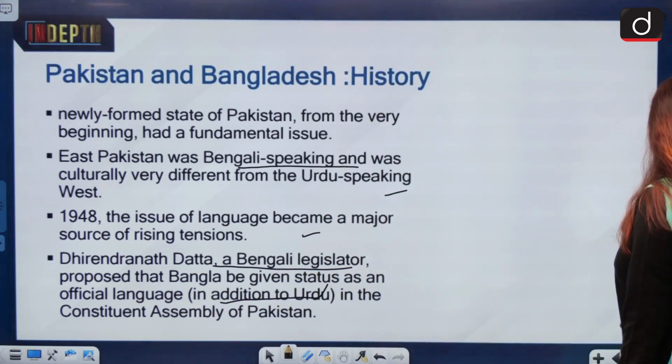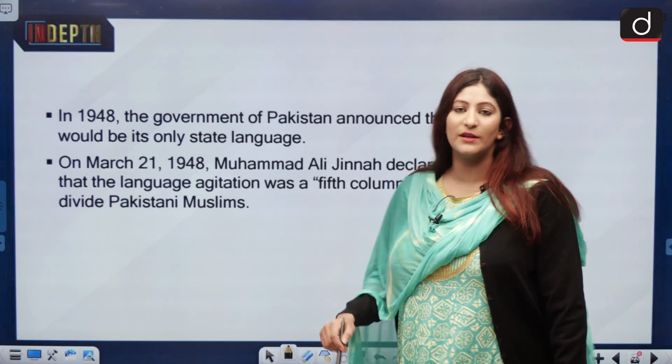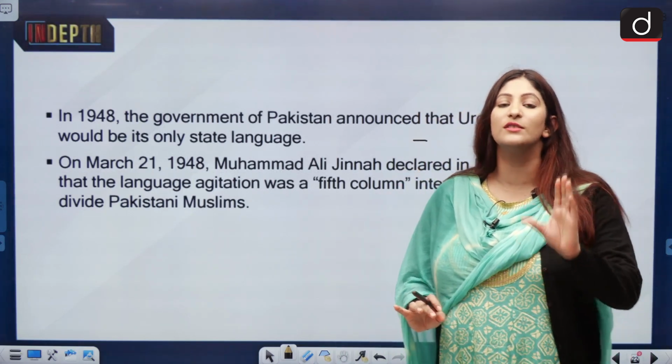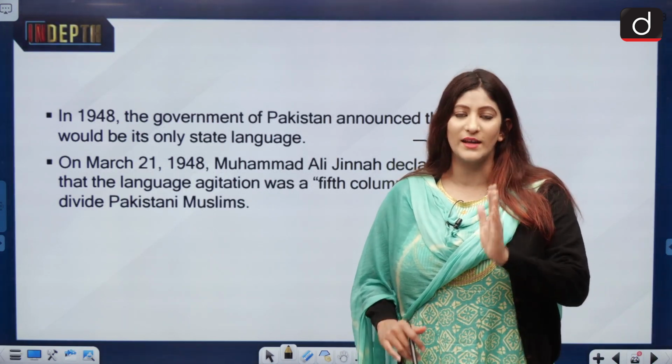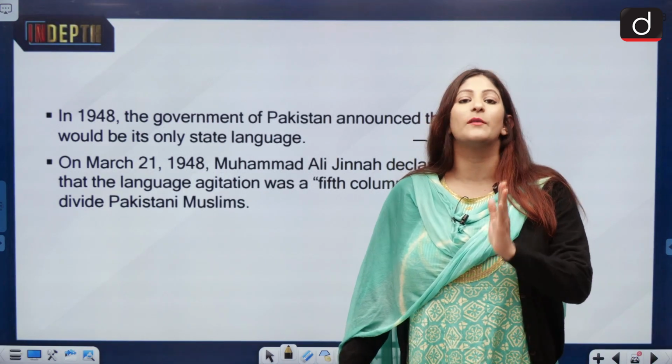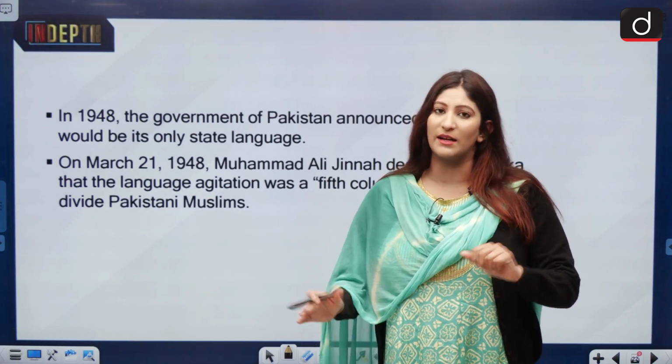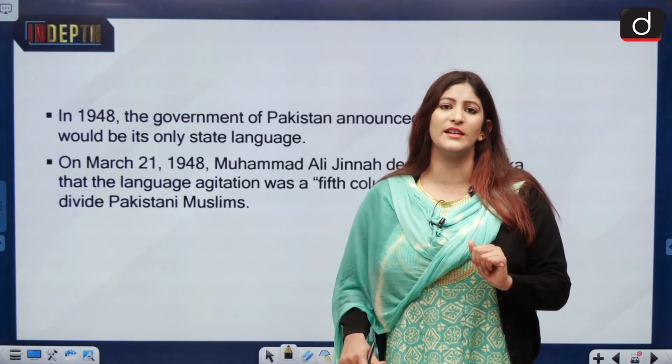This was one of our questions of prelims as well. In 1948, the government of Pakistan announced that Urdu would be the only language. So there was the, you can say, dominance of one language. That means one culture, that means one intellectual prowess that was being imposed upon East Pakistan, which was culturally and linguistically very different.